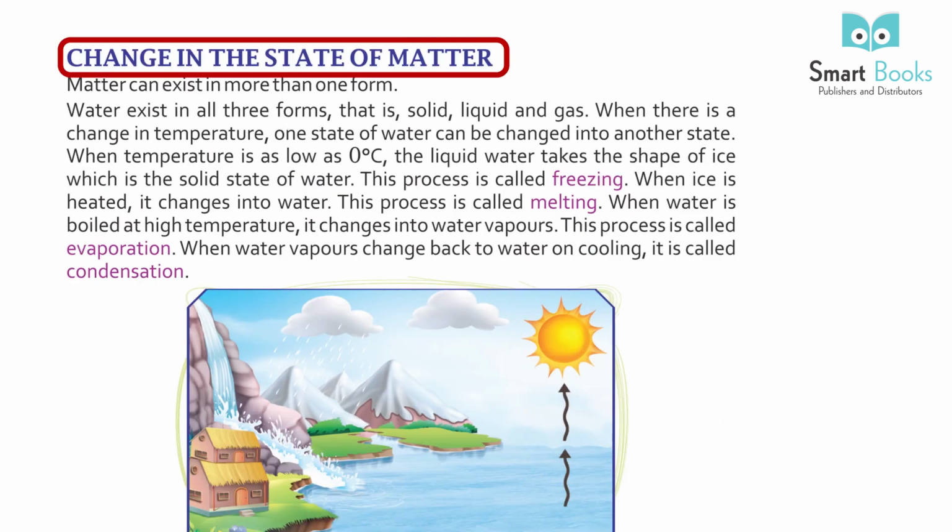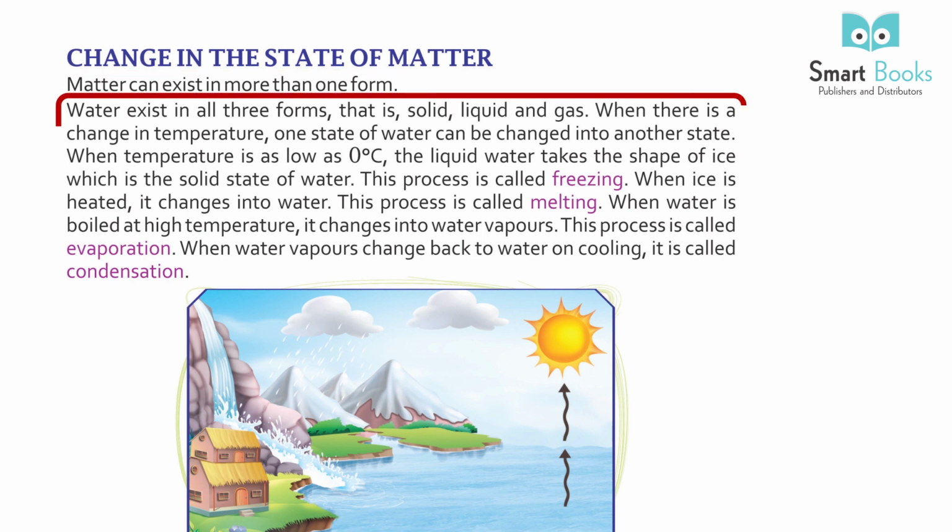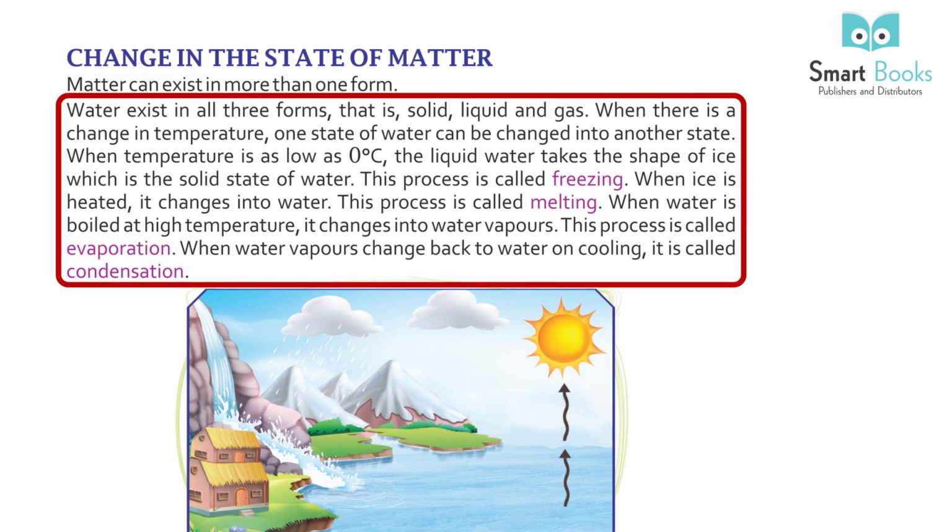Change in the state of matter. Matter can exist in more than one form. Water exists in all three forms: solid, liquid and gas. When there is a change in temperature, one state of water can be changed into another state. When the temperature is as low as 0 degrees Celsius, the liquid water takes the shape of ice, which is the solid state of water. The process is called freezing.